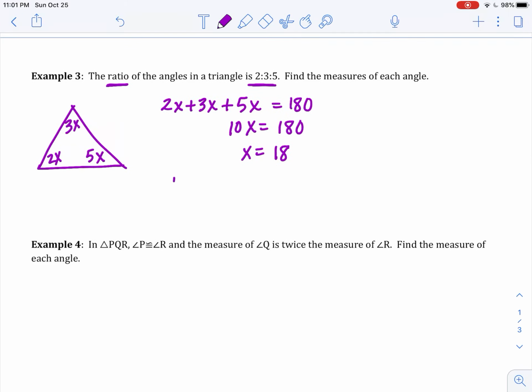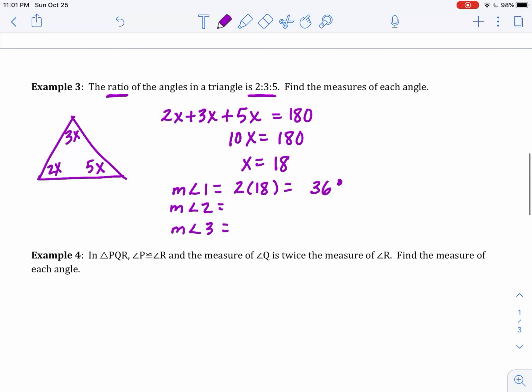So one of the angles, and I'm just going to call it angle 1, 2, and 3. It doesn't really matter which one's 1, which one's 2, and which one's 3. But I'm going to call it measure of angle 1, measure of angle 2, measure of angle 3. All right, so the first one I'm going to look at is the one that has the 2. So we have 2 times x, or 2 times 18, which equals 36 degrees. The next one has a 3 times the x, so 3 times 18 is going to equal 54 degrees. And then the last one is 5 times our x, 5 times 18, which equals 90 degrees.